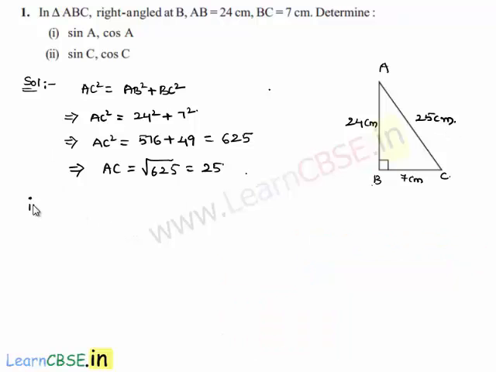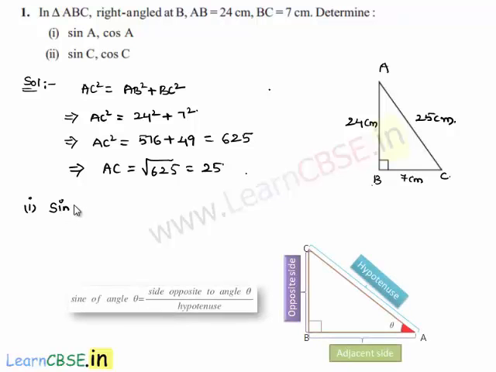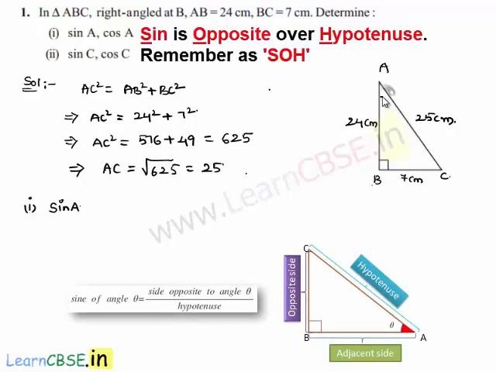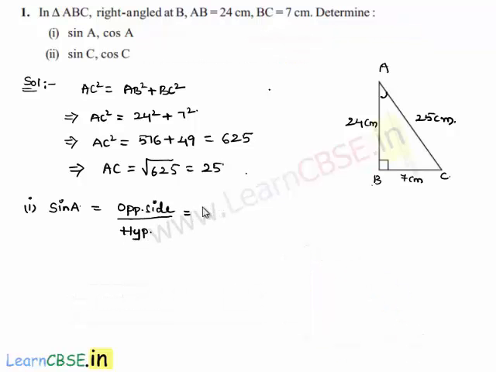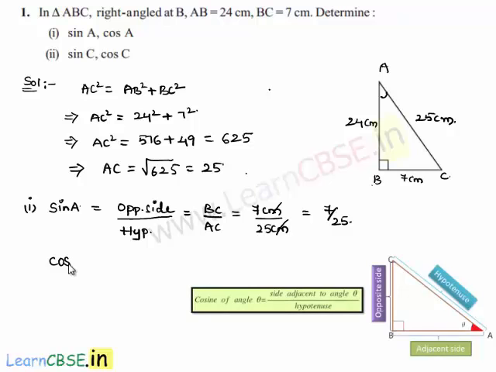Now, in the first problem, we are asked to find the value of sin A. We know that sine of an angle is equal to opposite side by hypotenuse, which is equal to, opposite side is BC here, by hypotenuse, AC here. That is equal to BC, given as 7 centimeters, and AC, given as 25 centimeters, which is equal to 7 by 25.